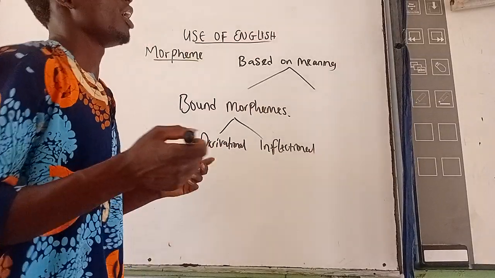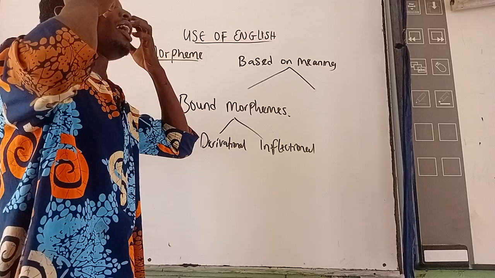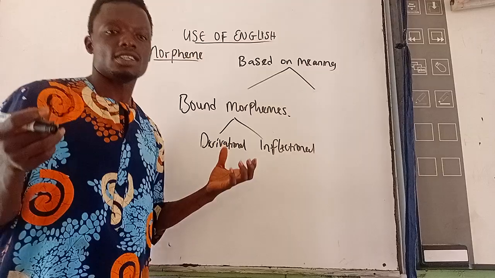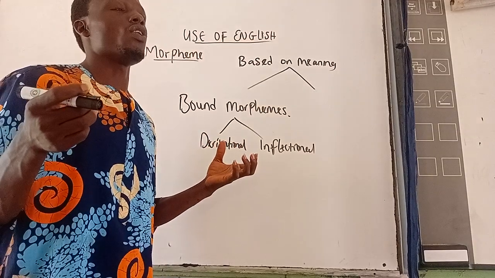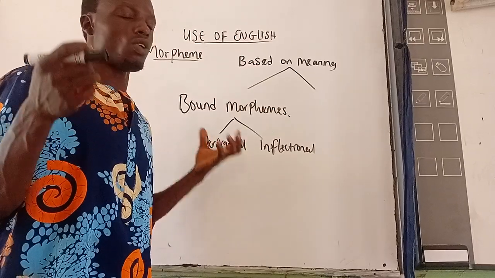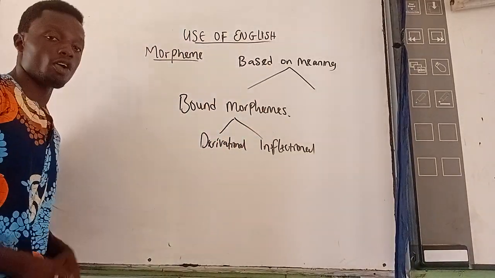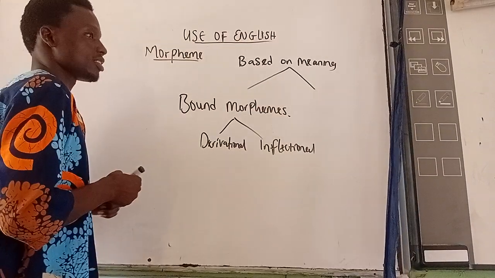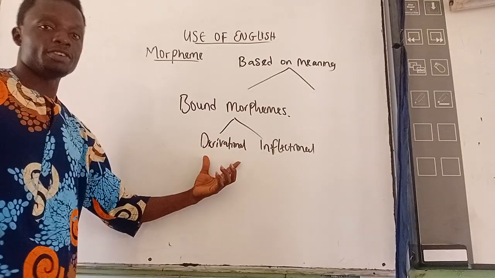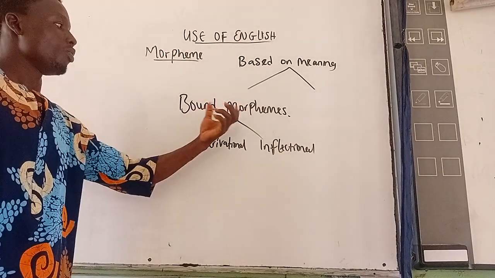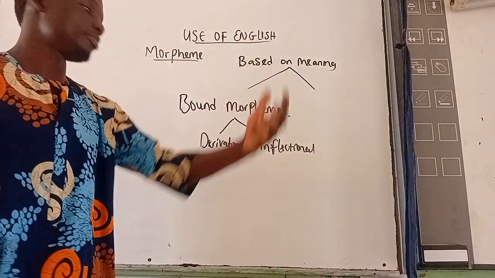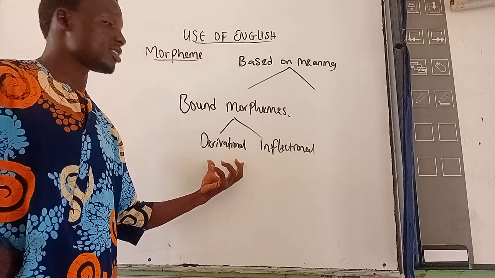Now, derivational morphemes. These are the types of morphemes that change the word class of a word, of a free morpheme, or of free morphemes. For instance, they can be in form of affix or in form of prefix. I mentioned earlier that bound morphemes are in form of affix or prefix. That aspect is derivational.